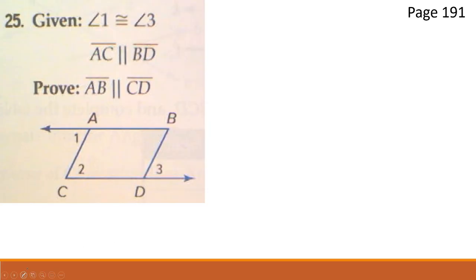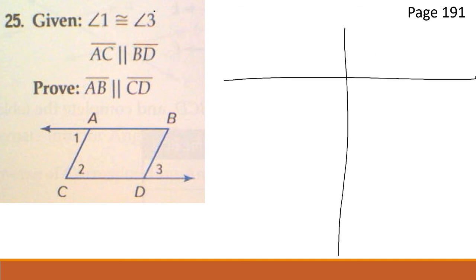So let's do one more here. Given that 1 is congruent to 3 and that AC is parallel to BD, prove that AB is parallel to CD. So let me make my lines here. Again, I'm going to be lazy just to make the video more manageable and say given.